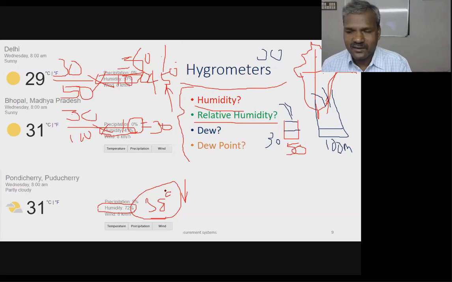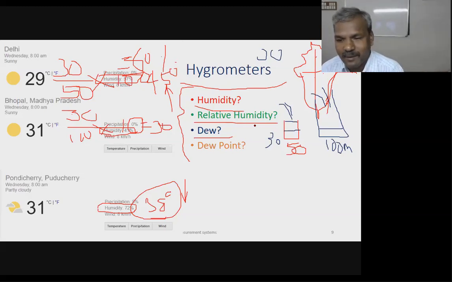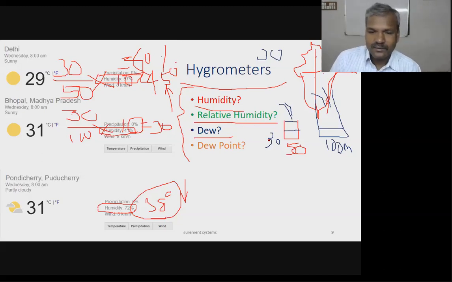Okay. Next, what is dew? Dew is the water that condenses at the ground level when vapor saturation occurs. So dew is nothing but water vapor condensing at the ground level when the vapor saturates. That is when the saturation condition occurs, the amount of water condensation. In Tamil, dew means panithuligal.